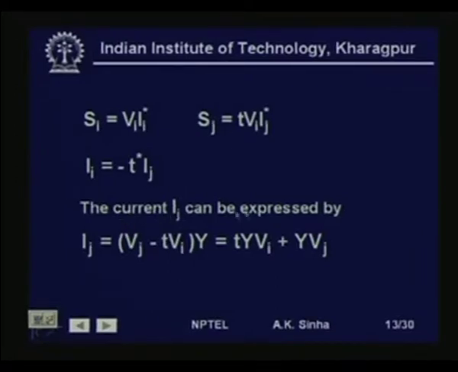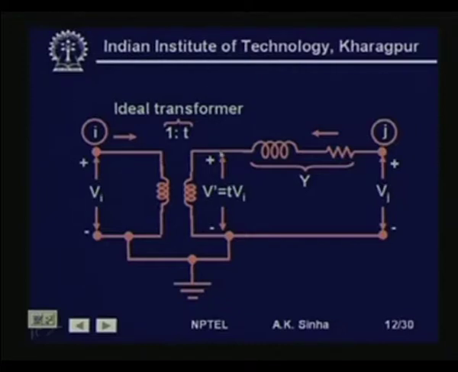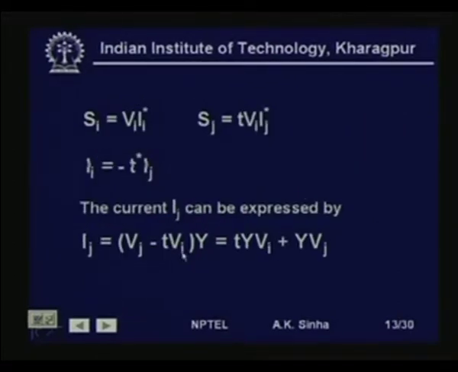Therefore, the current Ij can be expressed as, Ij will be equal to how much? This is Vj minus T Vi, Vj minus T Vi into y. So, Vj minus T Vi into y. This we can write as, I am sorry, here minus should be there. So, this is minus T y Vi plus y Vj. This is what we are going to get as Ij.